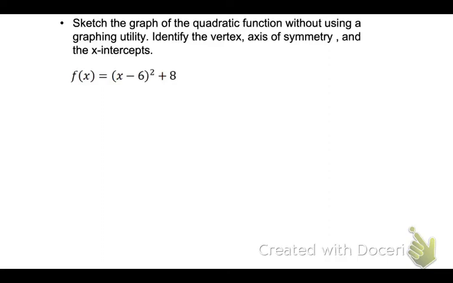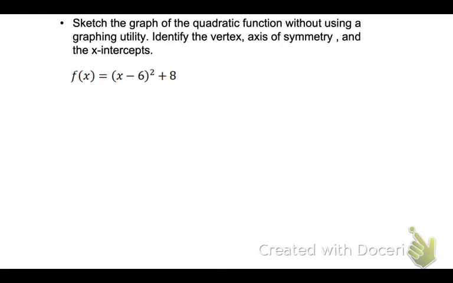Okay, for the second part of 2.1, we're just going to finish some examples, kind of doing what we've been doing, just a little bit differently. So the last two examples we had were in just a polynomial form. Now we have them in standard form, vertex form. I have f of x equals (x minus 6) squared plus 8.